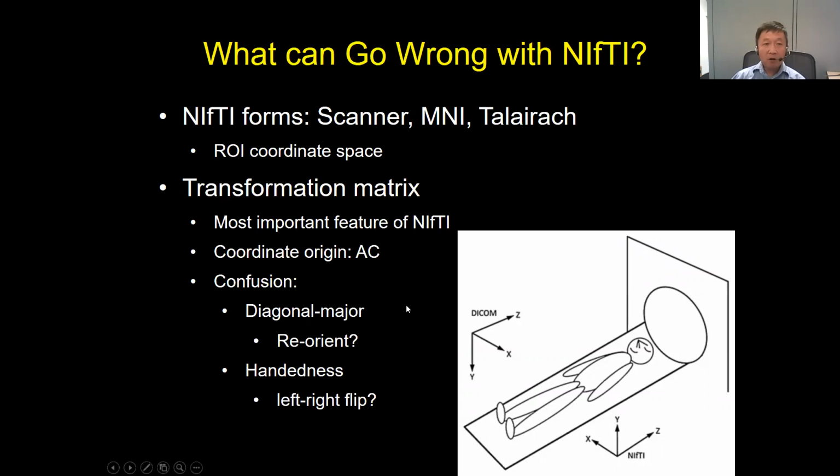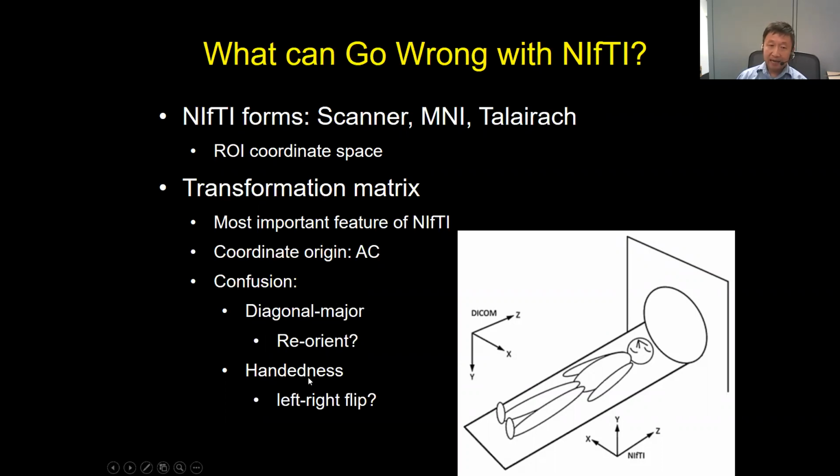So the confusion part for the transformation matrix, there are mainly 2. One is, is the transformation matrix diagonal major? If not, typically we can reorient the image into the diagonal major. What's diagonal major? I will show you later. The other one is not very confusing because oftentimes the major Dicom to NIfTI converters take care of this part. If it's not diagonal major, we make it diagonal major.